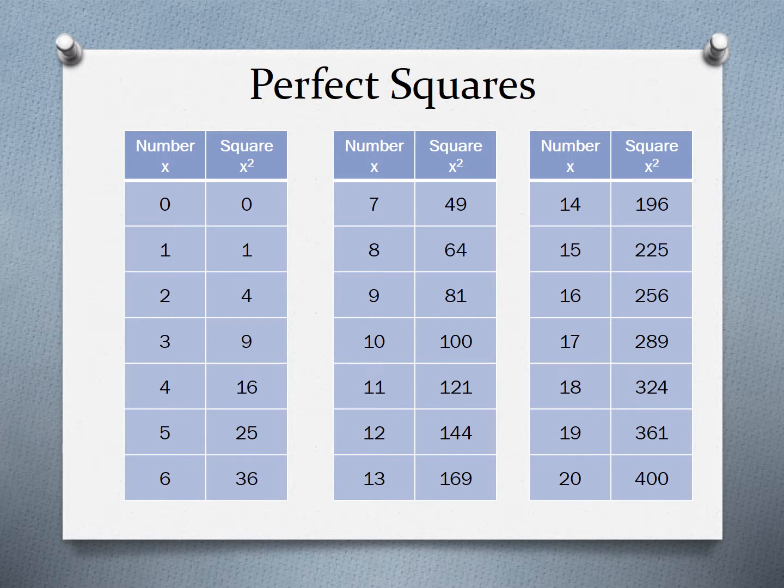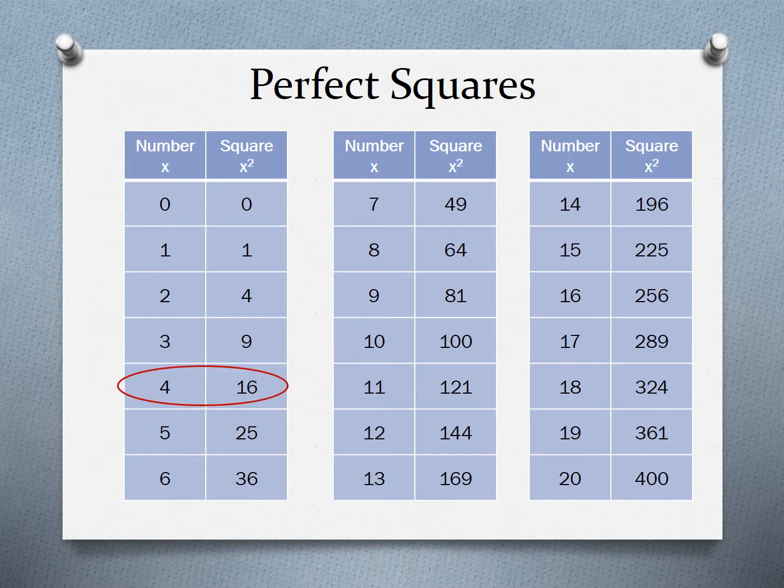We know that 0 times itself is 0. We know that 1 times itself is 1. We know that 2 times itself, or 2 times 2, makes 4. We know that 3 times itself, or 3 times 3, makes 9, and so forth. Therefore, we also know the square root values of these numbers.